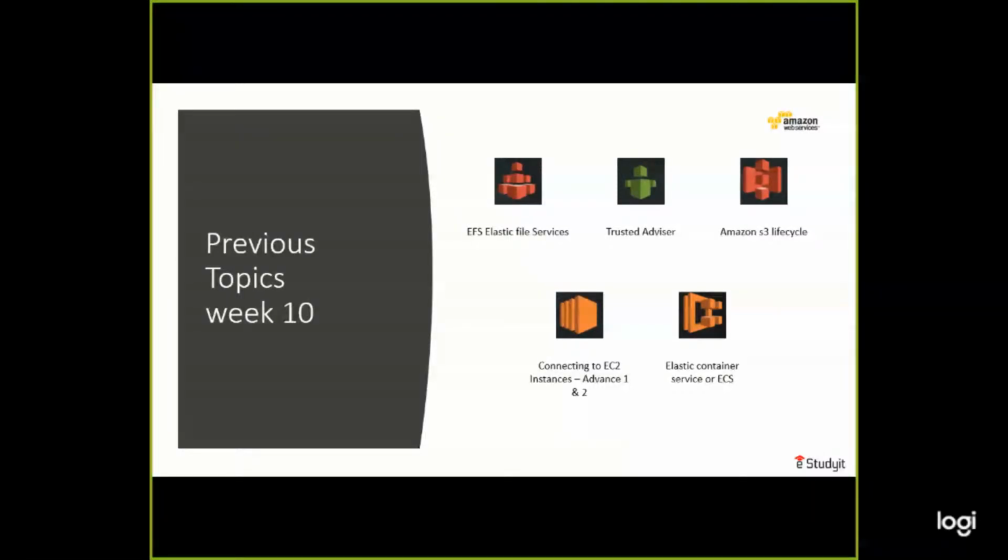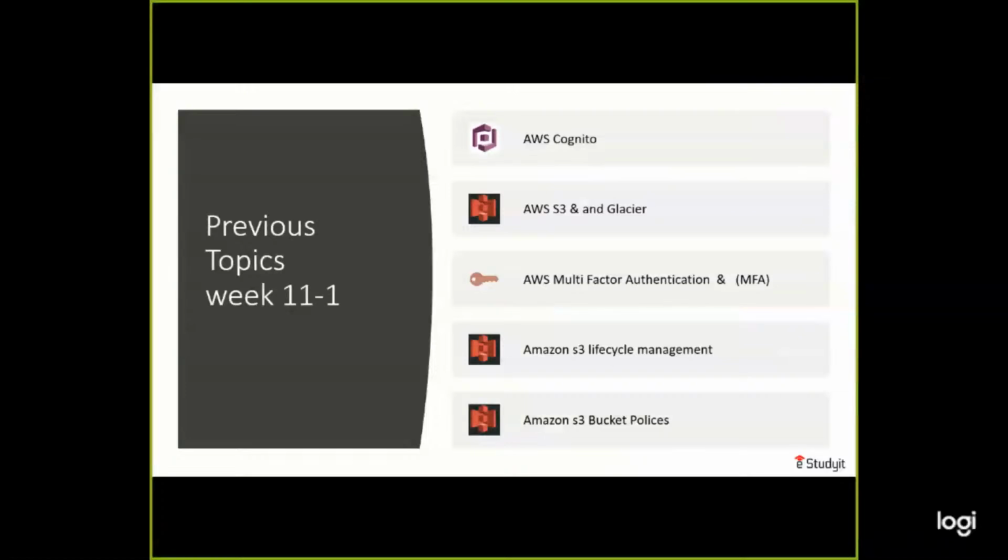Then last week in the first session we covered Cognito, also S3 with the archive environment. We explained what services we can use for multi-factor authentication on Amazon, which is an external service, to enhance your security and add more layers on how users access the environment or the application. Finally, we mentioned Amazon S3 bucket policies and also lifecycle management.